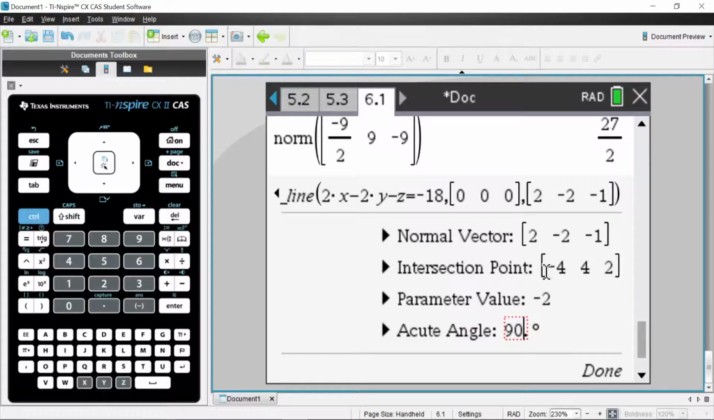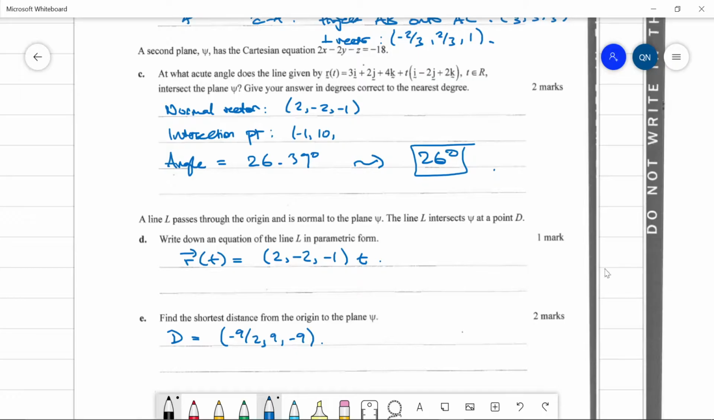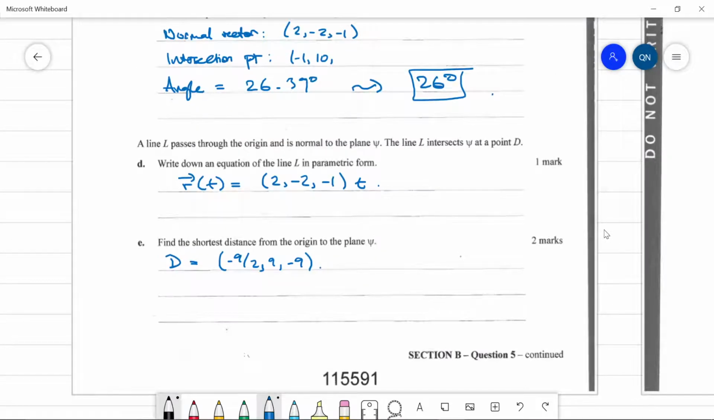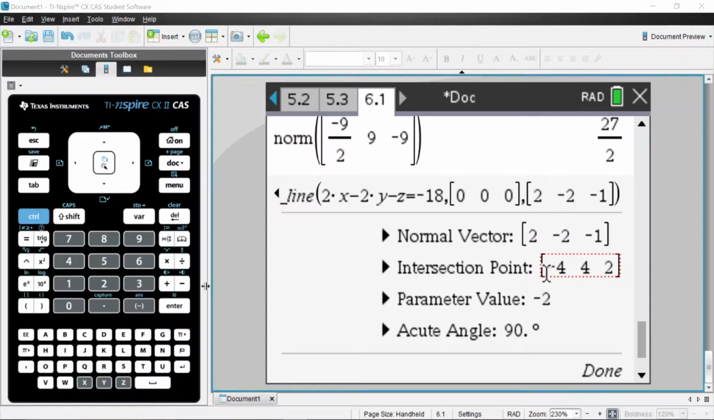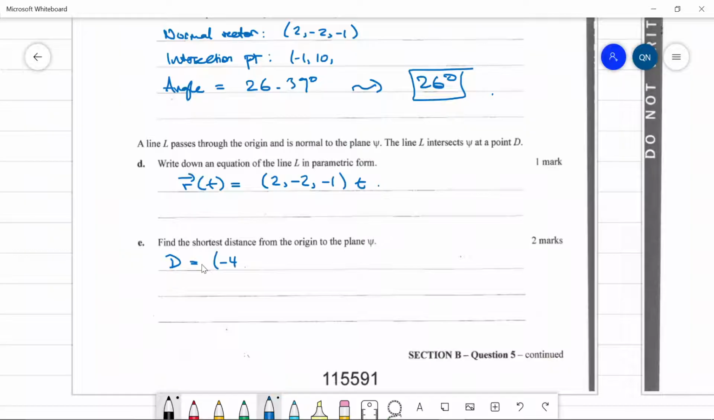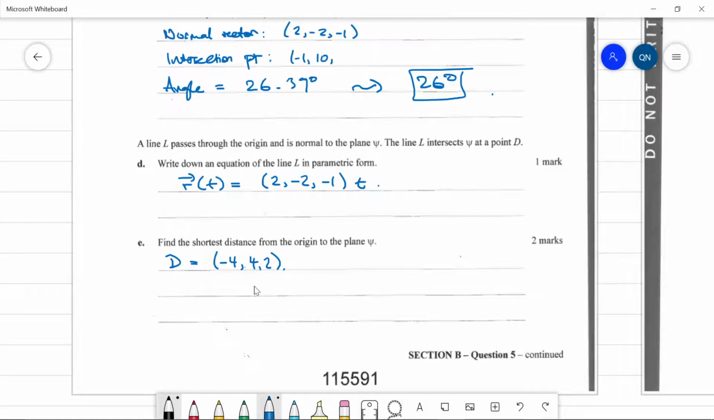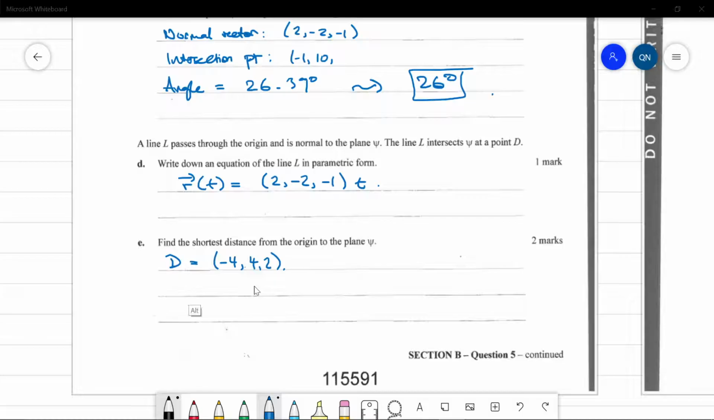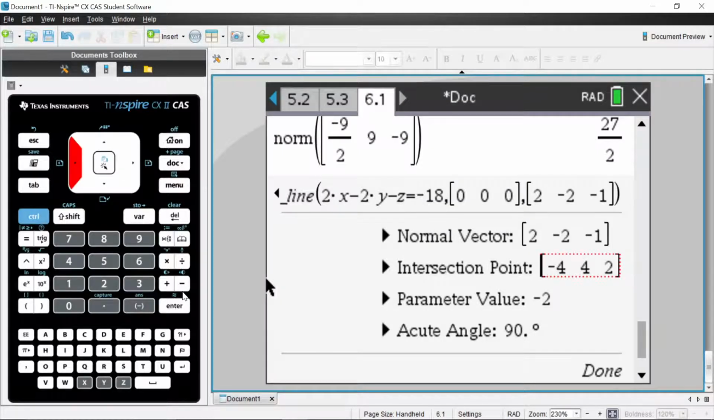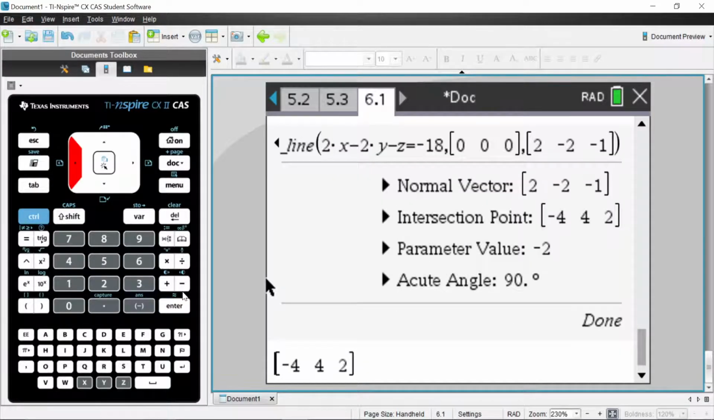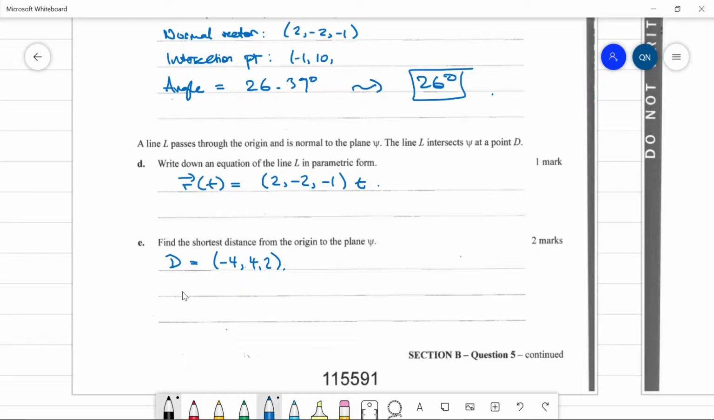So we have an intersection point. This is the intersection point D that we get. So D is that point, negative 4, 4 and 2. And yeah. If you just take the norm, that should be 6, right? So take this, apply the norm to it, should be 6. So therefore distance is 6.